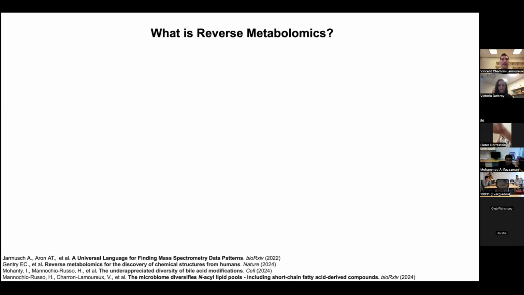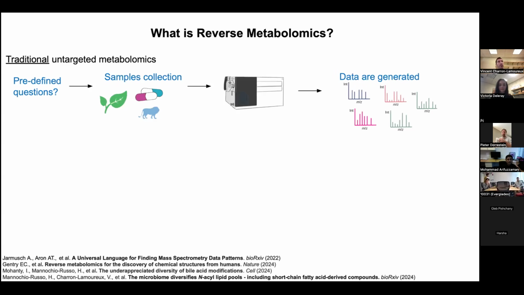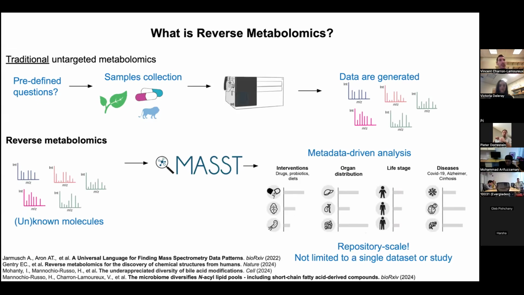Thanks, Peter. In reverse metabolomics, compared to traditional untargeted metabolomics, which usually starts with a question, you plan your experiment, do the sample collection, and then generate the data. But in reverse metabolomics, we usually start with an MSMS spectrum. It could be a molecule whose structure you know, or a molecule that is unknown but seems interesting to you. Then you use a mass search tool to search the public data, and then we conduct a metadata-driven analysis at the repository scale level. So this is not limited to a single study or a data set.